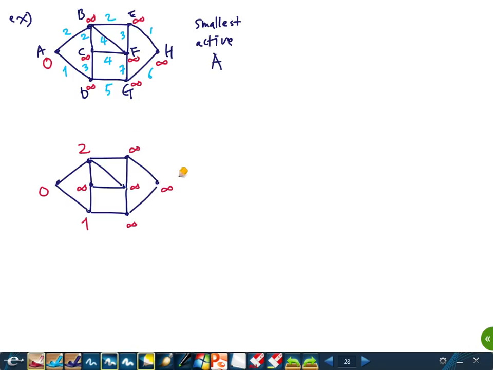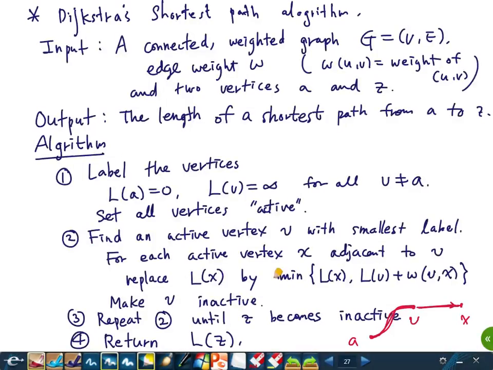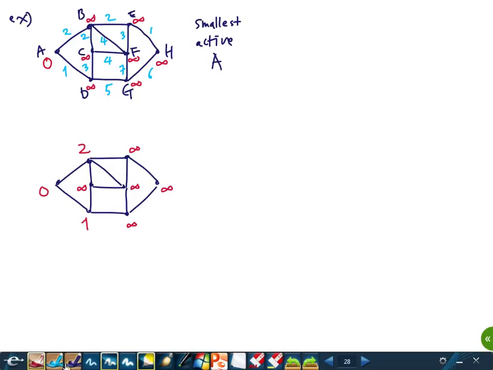Okay? Now what did I say? Make V inactive. We are done with this. So let's say this means inactive. Now it's done. Now we repeat this. So now these are the active vertices. Find the smallest active vertex. What is the smallest active vertex? This one, D, right? D is the smallest vertex.